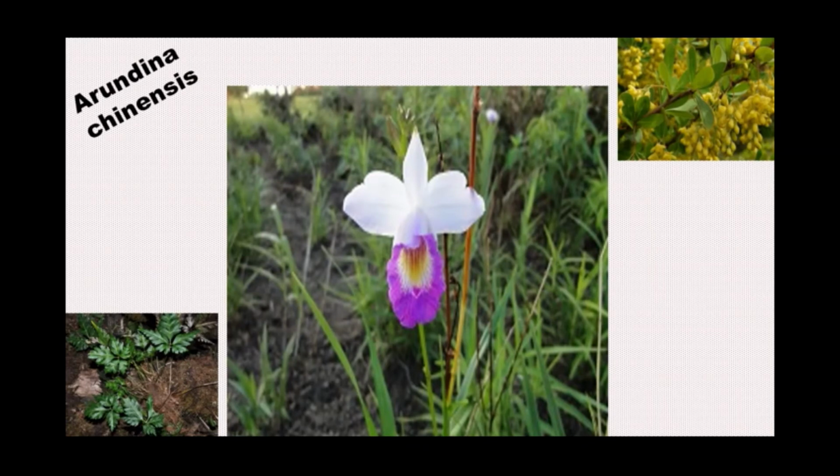Now this plant species is called Arundina chinensis. It's also commonly called the bamboo orchid. It is harvested for its flower. It is endemic to India. It is found growing in the Himalayan regions along the Indo-China border and it is now a threatened species.